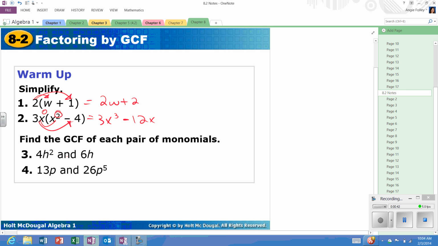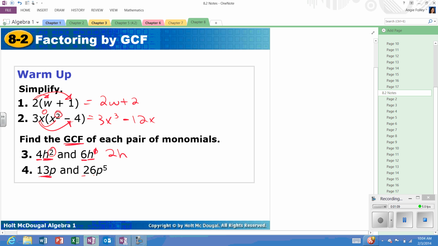For the next one, they want us to find the GCF, the greatest common factor. So the biggest number that can be divided into both of them. So what is the biggest number that goes into 4 and 6? Well, it's actually 2. So 2 is the biggest number that can be divided into both of them. And then we have to look at our variable. So h and h squared, remember it's the smaller of the exponents, so there's only one h on this one, and there's two h's here, so the one that goes into it is just the h.